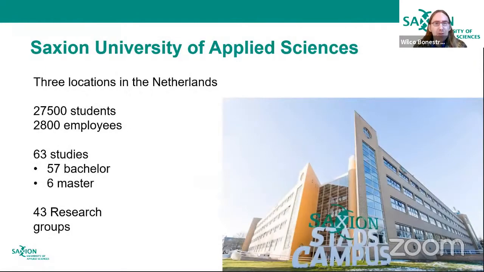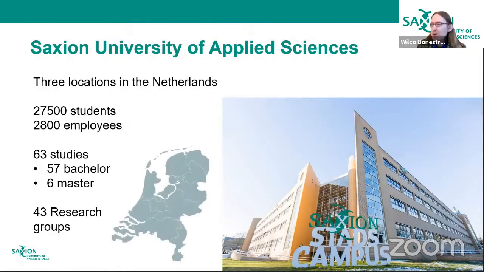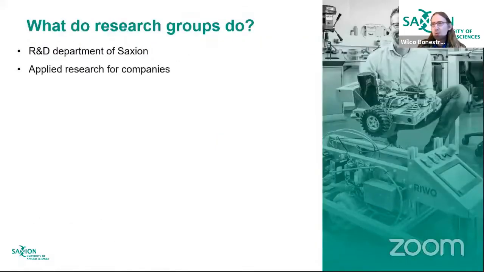I work at Saxion University of Applied Sciences. We are a middle-sized university in the eastern part of the Netherlands. We have three locations. I work in Enschede, which is really close to the German border. We have about 27,000 students and 2,800 employees. The main business of a University of Applied Sciences in the Netherlands is education, but we also have 43 research groups, and they work together with companies to do research.